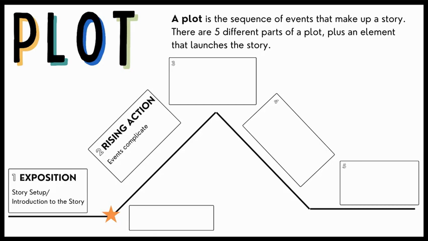Our events start to get complicated. We start to see our characters making decisions, either good ones or bad ones. They start to involve other characters. Maybe they start to involve another place or another time. And so things really start to get complicated.